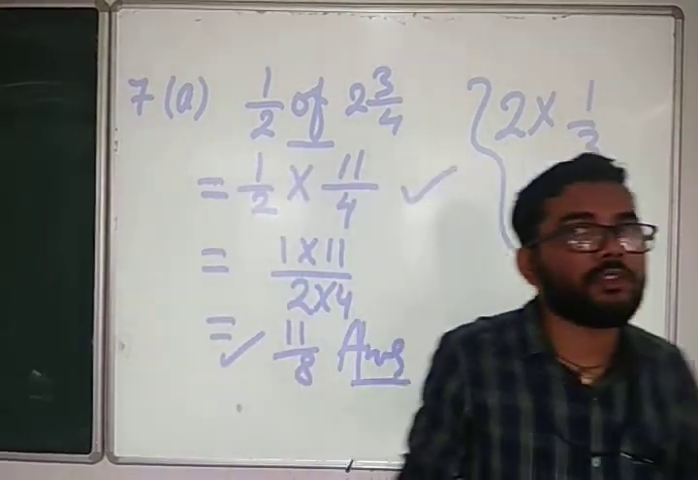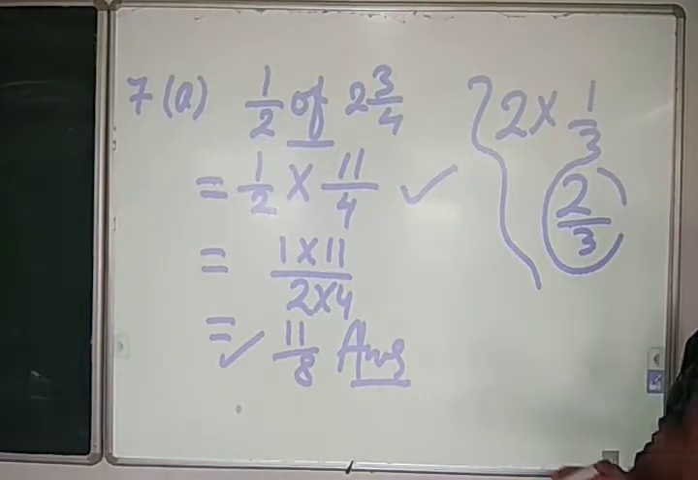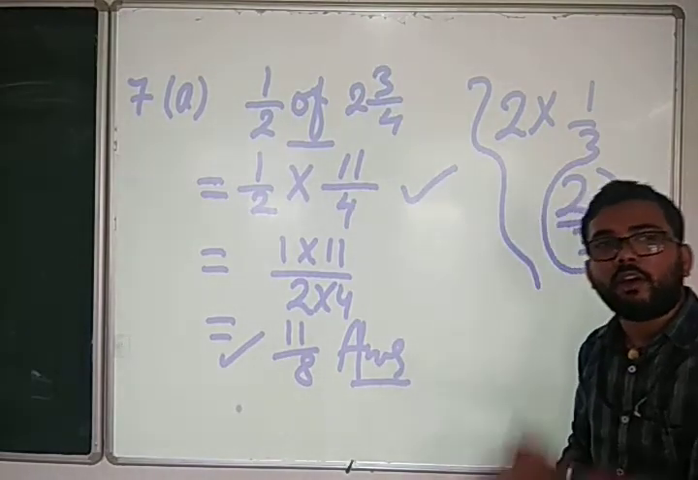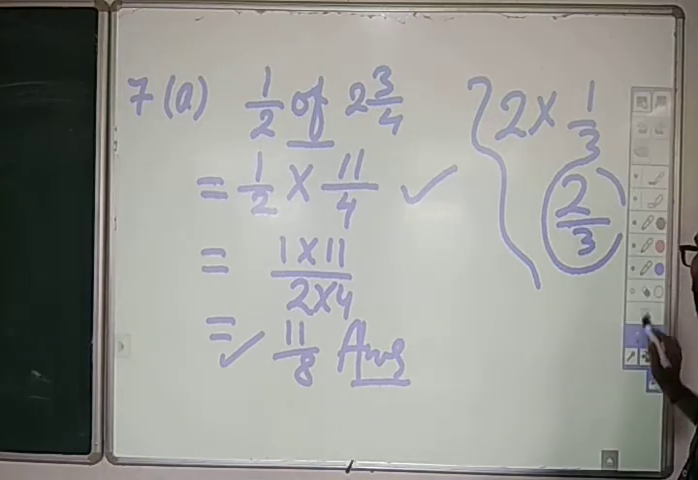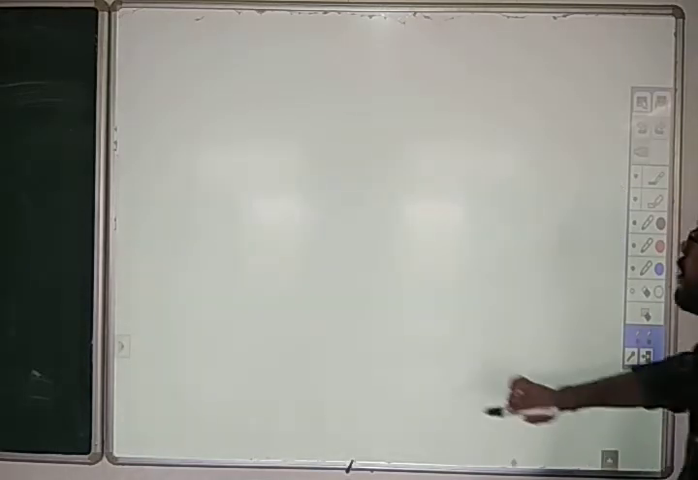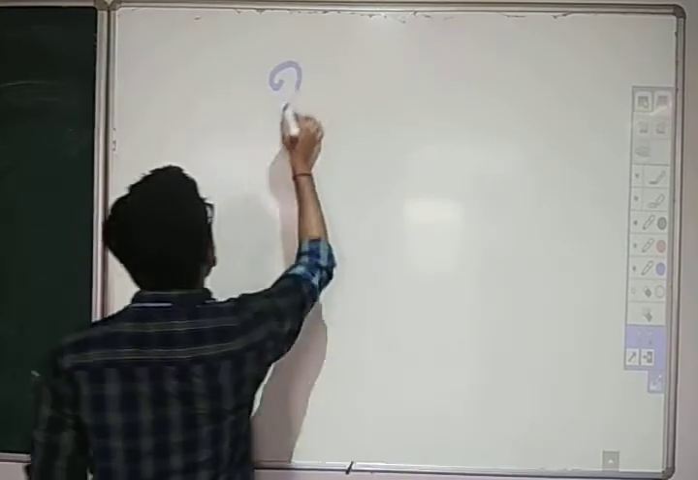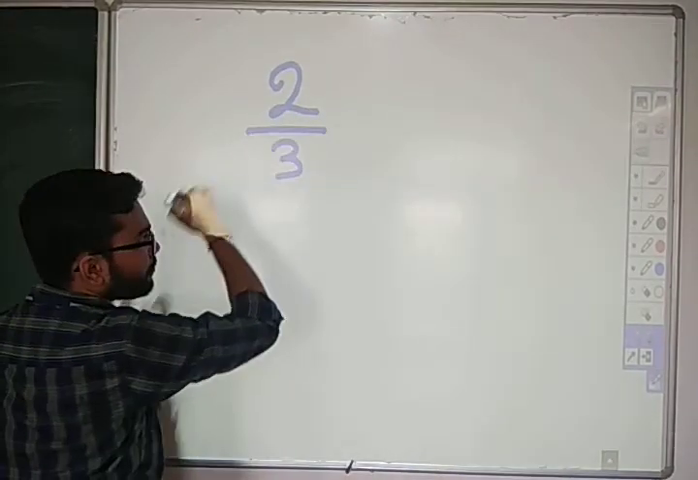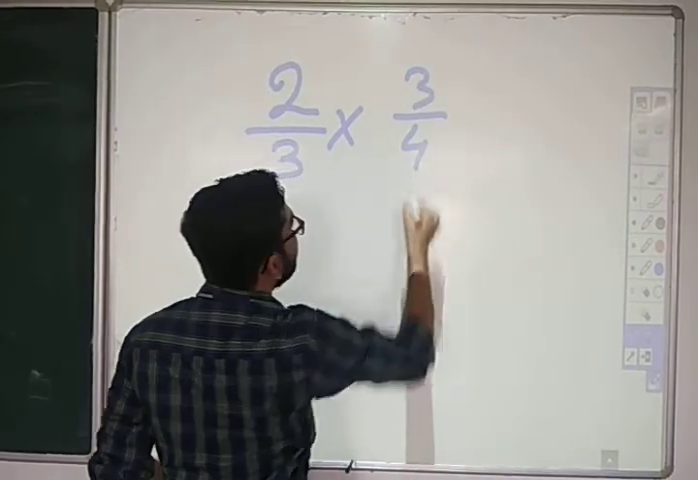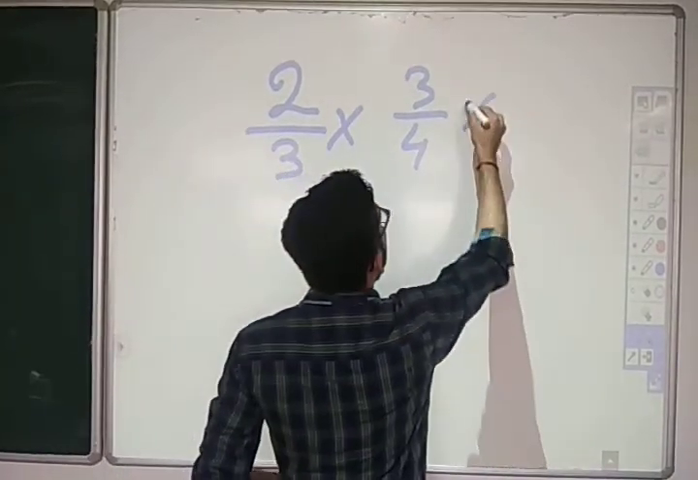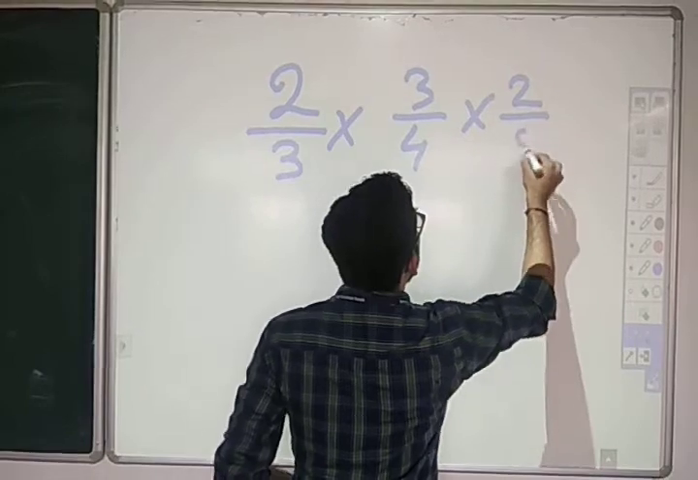So in this way you can multiply a whole number with a fraction, or a fraction with a fraction. Suppose I give you an example of other fractions: let us suppose you need to multiply the fraction 2 upon 3 into 3 upon 4. Like that, another fraction 2 upon 5.